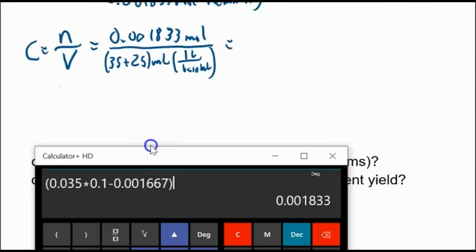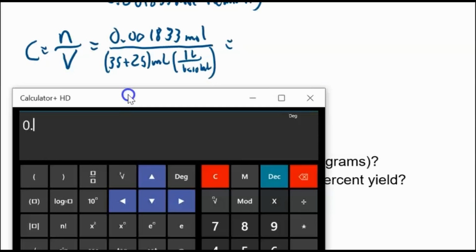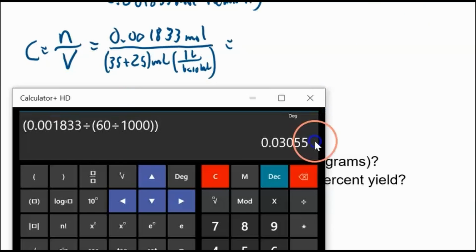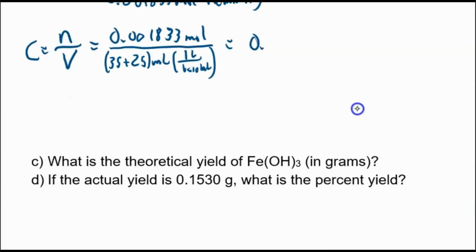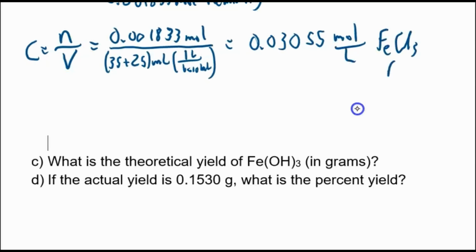Okay, alrighty. So 0.001833 divided by 60 divided by 1,000, that's 0.060 liters. So 0.03055 moles over liters, which is molarity, capital M, of FeCl3 remaining. Do you see that? I hope that makes sense. Let me know if this isn't making sense to you.